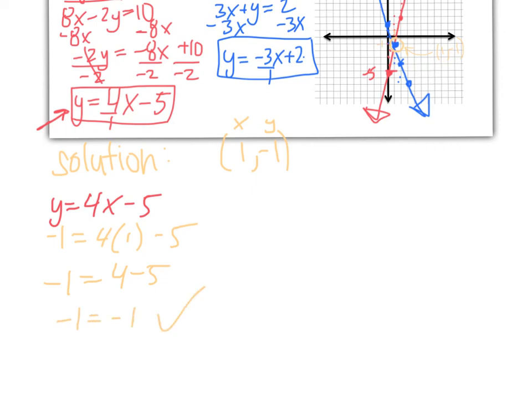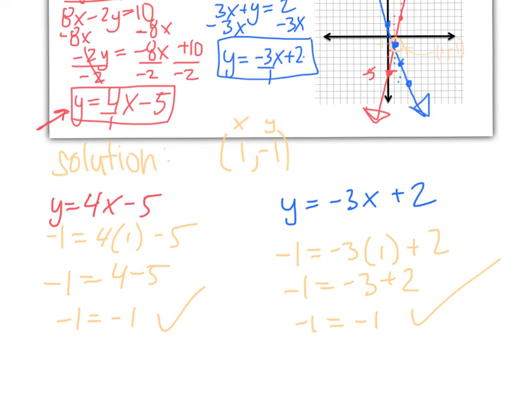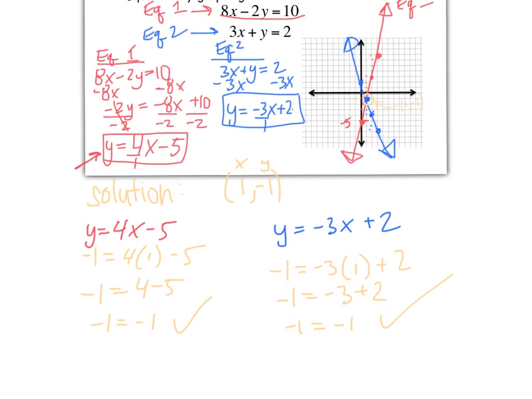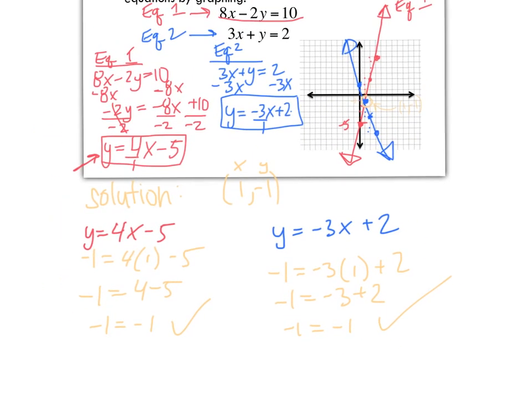But we have two equations. Remember, we have to check both of them. y equals -3x plus 2. Let me plug those in. Again, -1 equals -3 times 1 plus 2. -1 equals -3 plus 2. What's -3 plus 2? It's -1. -1 equals -1. So that is correct again. Hooray, we're done. So again, your solution would be, let me just circle this in black, 1, -1, and that's the solution for the first example.